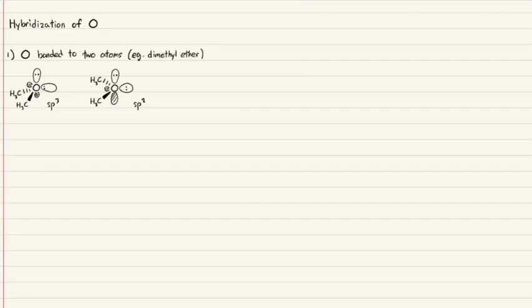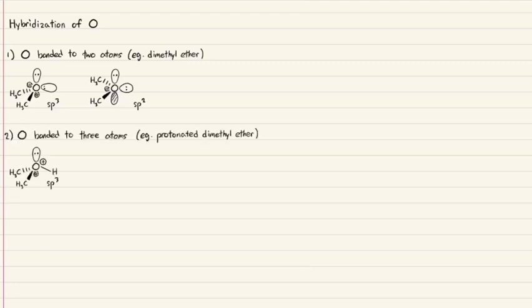Before returning to the rest of the practice problems, let's quickly discuss how to determine the hybridization of oxygen atoms in four situations. Situation 1 is when an oxygen atom is bonded to two other atoms, like in dimethyl ether. In this case, the oxygen atom can assume either sp3 or sp2 hybridization as we just described. Situation 2 is when an oxygen atom is bonded to three other atoms, as in protonated dimethyl ether. The oxygen atom has a positive charge because it is bonded to more than two groups, and the only hybridization that fits is sp3 because the molecule is non-planar, and hence oxygen cannot be sp2 or sp hybridized.